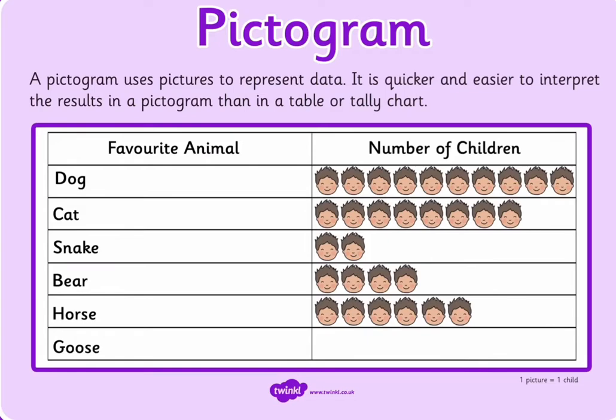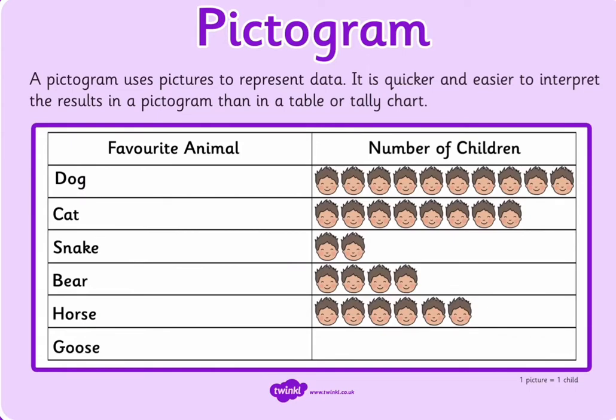You can see down on the side we have a list of favourite animals: dog, cat, snake, bear, horse and goose. Then, to represent a child, we have a picture of a child's face rather than the tally that we used yesterday. So each child's face represents one child. So immediately we can see that the most favourite animal chosen, the most popular, is a dog because there are more pictures. We can count them one by one.